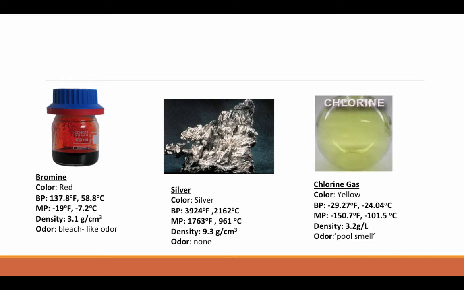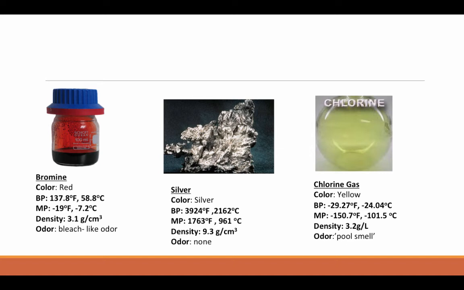Another example of intrinsic properties is silver, which is a very common metal. A lot of people use it for jewelry. Ironically enough, you would say that the color is silver. It has a very high boiling point and a very high melting point. If you compare the bromine melting point and boiling point to silver, it's extremely different. The boiling point of silver is almost 4,000 degrees Fahrenheit. That's how hot it would have to be in order to boil it.